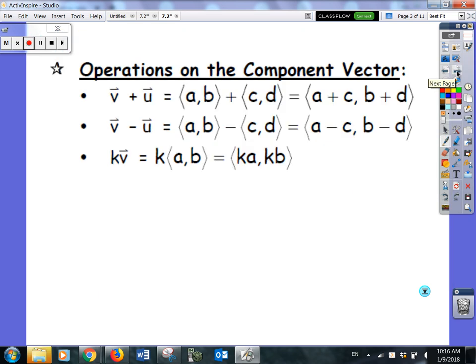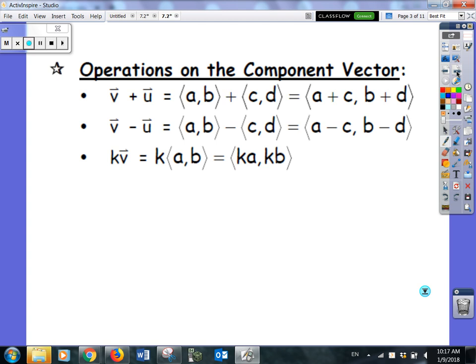The operations, these should be pretty easy and self-explanatory when you look at it. All it is if you have 2 vectors, you're adding or subtracting them. You just add or subtract the horizontal components together, add or subtract the vertical components together, and then you have your new component form. And then the scalar, the k, that's just distributing. So you can just distribute into component form.